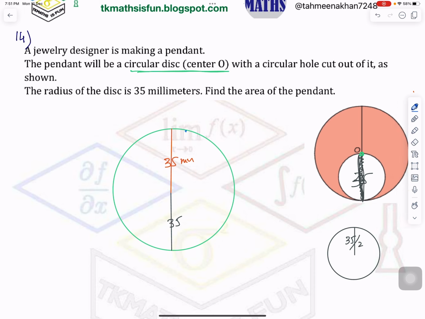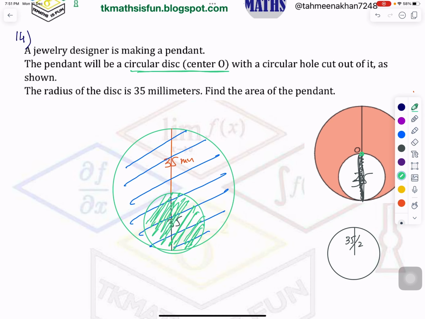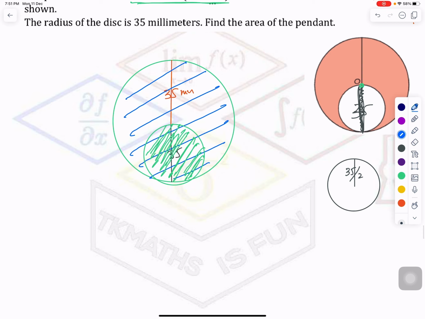Simply the area of the big circle minus the area of the small circle. You will subtract the blue area minus this green one, so you will get the remaining pendant. Now, do you know the area of a circle? Yes, of course you know. Pi R squared. Let me write capital R for the big circle and small r for the small circle. When I subtract the two, I will get the area of this portion, which is all shaded here.